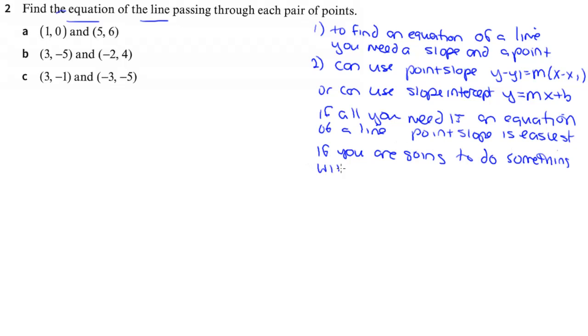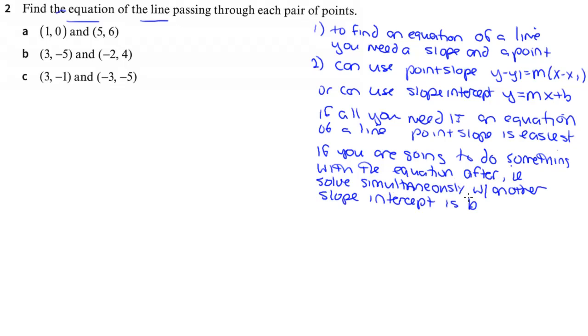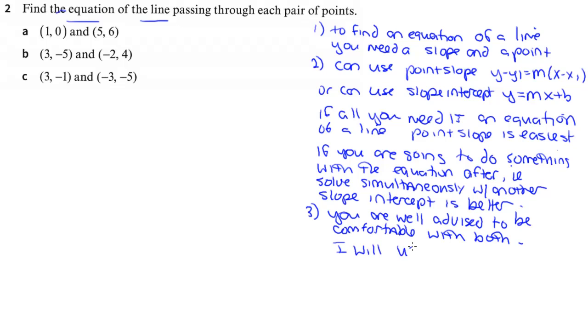If you're going to use point-slope form, it's great if that's all you need to do. But if you have to do something else with your equation, like solve simultaneously, slope-intercept is going to be better. Anyway, I'm going to do both of them here to show you. In this first one, A, we've got these 2 points here, and we've got to find the slope.